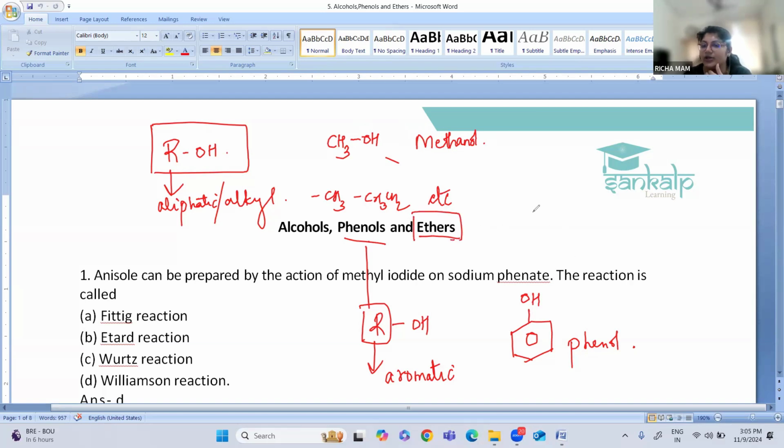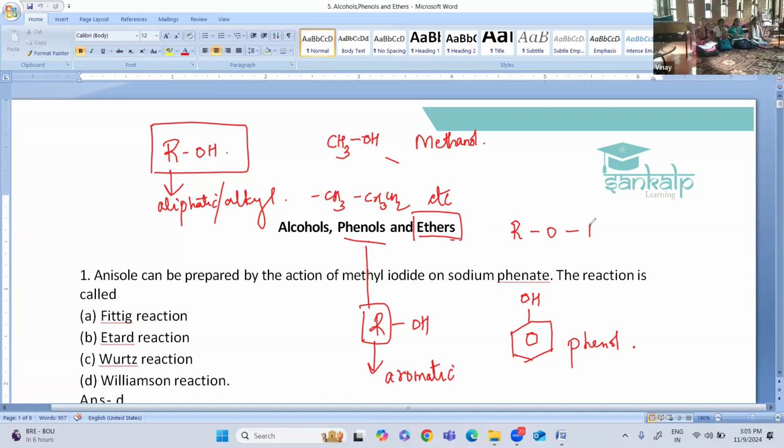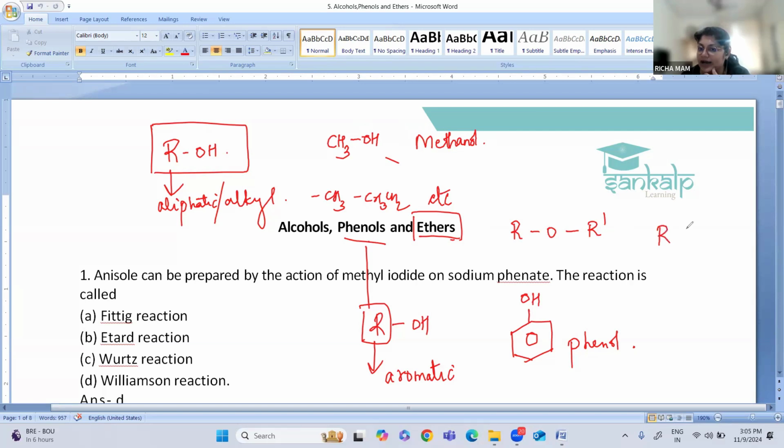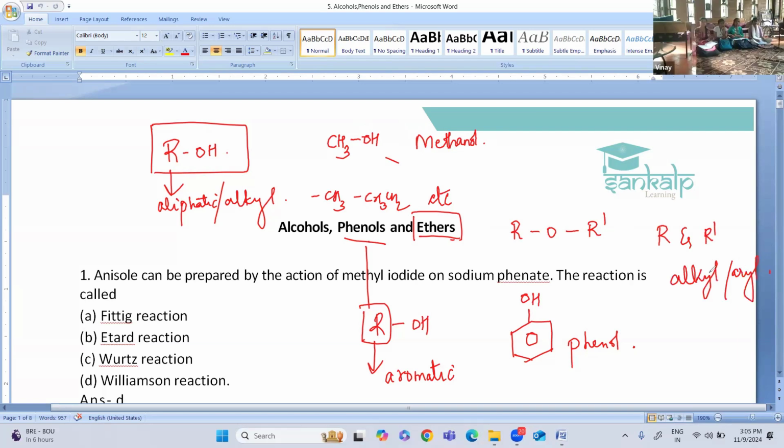Then ethers. How do you represent ether? R O R dash. So these R and R dash can be an alkyl group or an aryl group. It can be both. It can be an alkyl group as well as aryl. So it will have an O linkage.